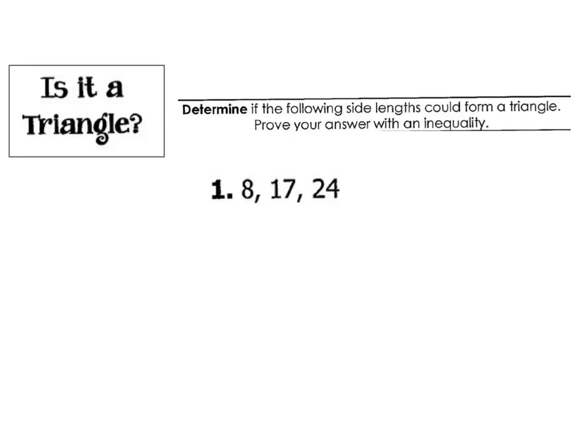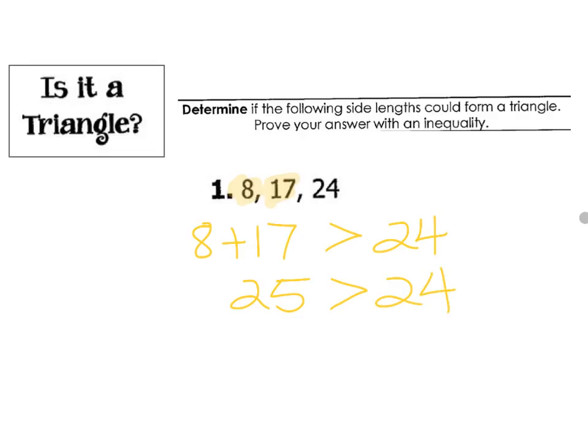So what we want to do is identify the two smaller sides. The two smaller sides would be 8 and 17. 24 would be the bigger side. So we want to say the sum of the two smaller sides, so 8 and 17, if we add them together, is that greater than the third side? So we do 8 plus 17, we add them together and we get 25. Do we get a true mathematical statement? Is 25 greater than 24?